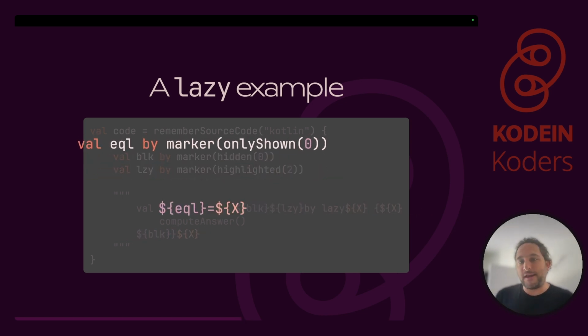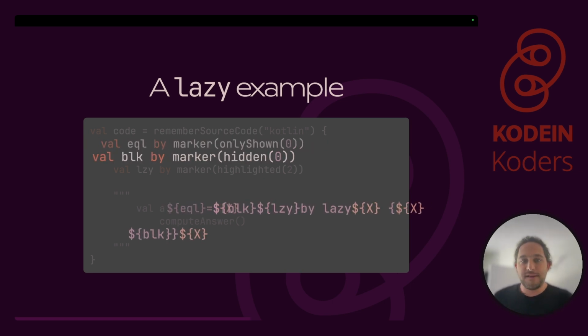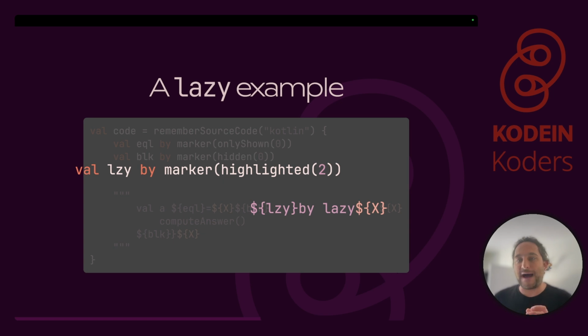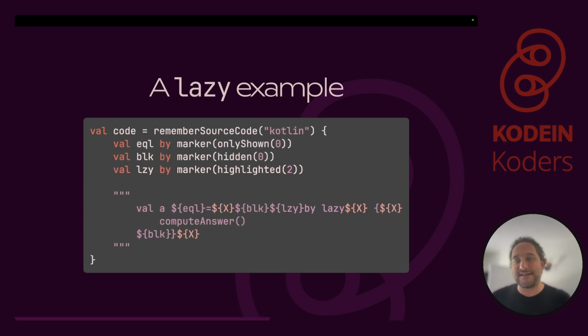This equal will be only shown on step 0, meaning that it will disappear on steps 1 and 2. These sections will be hidden on step 0, meaning that they will appear and be present on steps 1 and 2. And finally, this section will be highlighted, meaning it will pop out on step 2. As you can see, it's really easy to create markers that define animations and then apply those markers in the source code you're displaying to create sections.